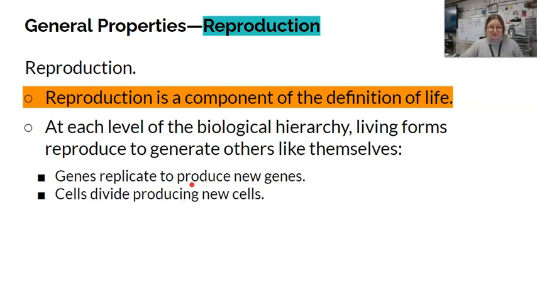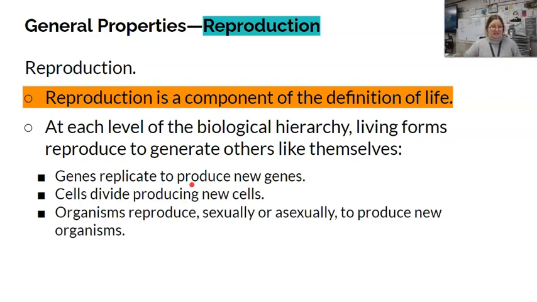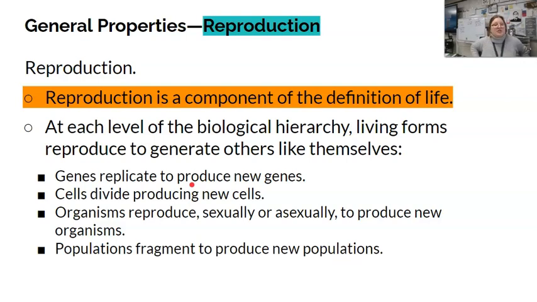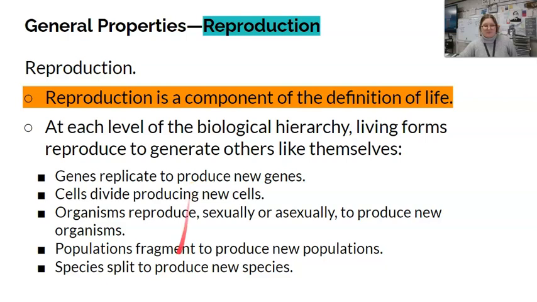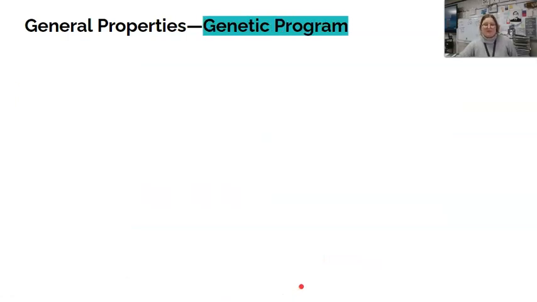Cells then divide, producing new cells. Organisms also reproduce, that could be sexually or asexually, to produce new organisms. And then populations fragment to produce new populations. So each one of these steps is a form of reproduction. Reproduction doesn't just mean one organism reproducing to create another. And then those species can split to produce new species. Every species came from another species.